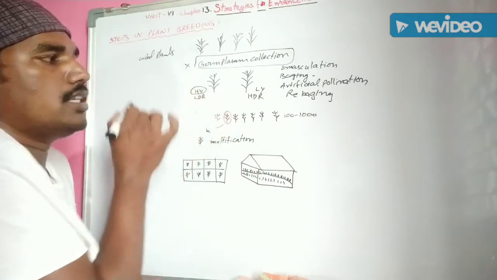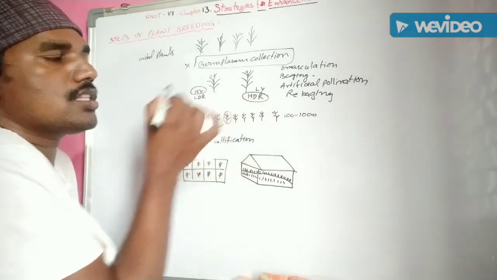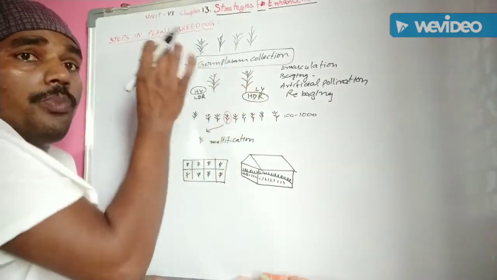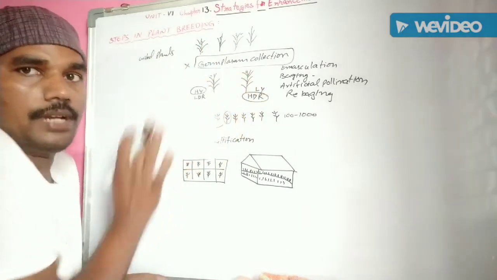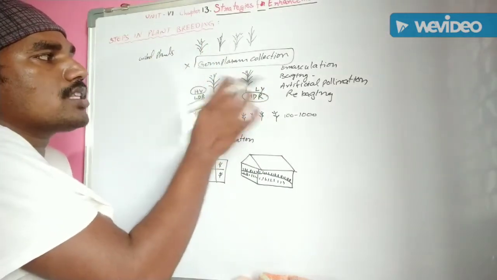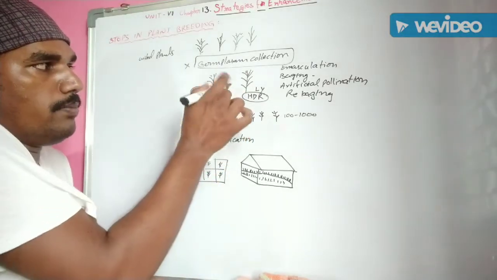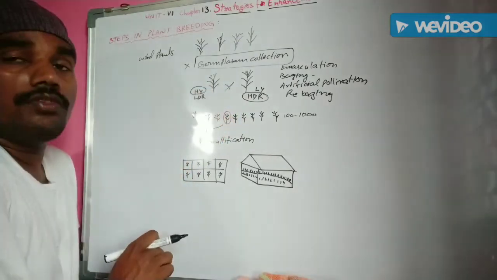High yielding is the desirable character in this parental plant, and high disease resistance is the desirable character in this parental plant. We select parental plants with opposite variable wanted characters. Then we cross them with one another. This cross is maintained in artificial hybridization.